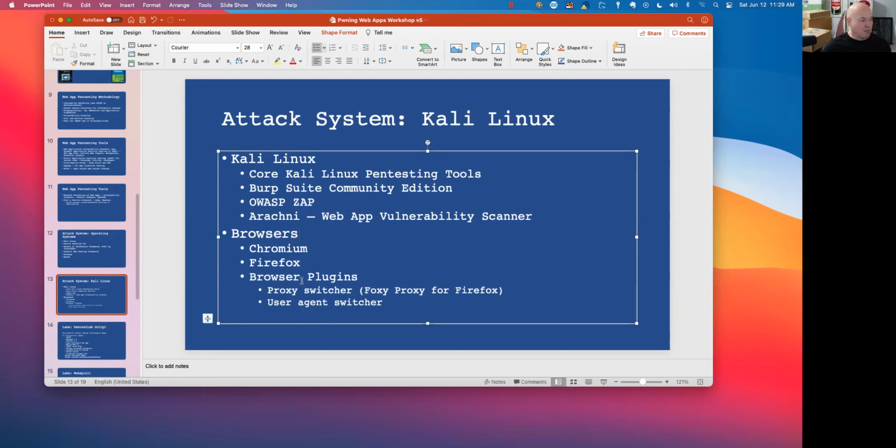And then your browser plugins, like your proxy switchers. FoxyProxy for Firefox is a good one. Why these are important is you've got to set up the proxy settings within your browser to point it to Zap or Burp Suite. If you're using multiple tools, and there are times you don't want to use Burp Suite or Zap and you want to go around it, with this proxy switching tool you're able to disable it and quickly switch between Zap and Burp Suite.